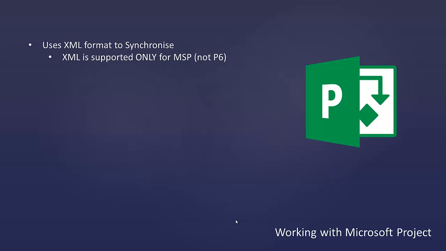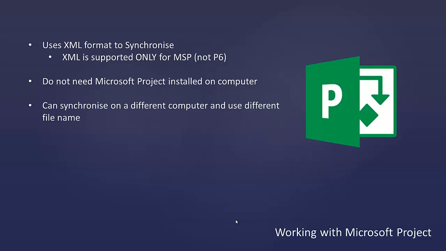For P6, you do need to have that installed on your computer, and you need to go through the API process and connect directly to the database. Microsoft Project, on the other hand, does not need to be installed on your computer, unlike P6. You can have just an XML file someone sent you. You can import, export, and synchronize with that. You can synchronize on a different computer, and the file name can change as long as it's the same project with the same IDs. So at that point, the IDs must remain the same.